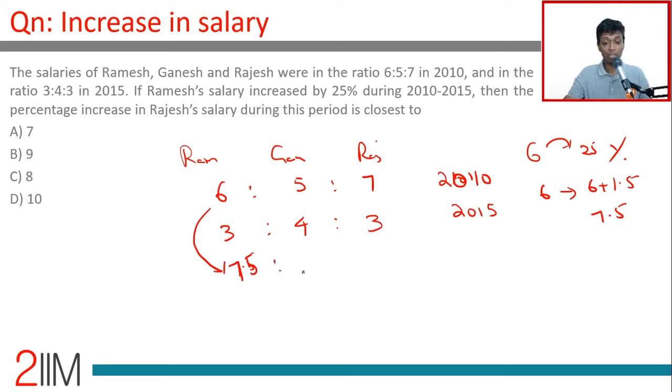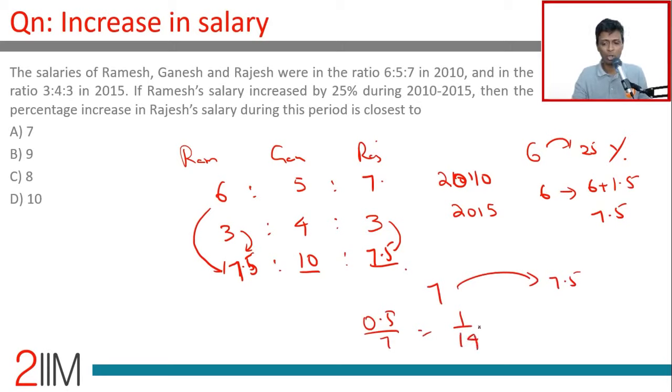3:4:3 is 7.5 is to what? 3 into 2.5 is 7.5. 4 into 2.5 is 10. 3 into 2.5 is 7.5. The percentage increase in Rajesh's salary during this period is closest to, or Rajesh's salary has gone from 7 to 7.5. An increase of 0.5 on a base of 7, or 1/14. 1/14th as a percentage is roughly 7.147, a little more than 7%.